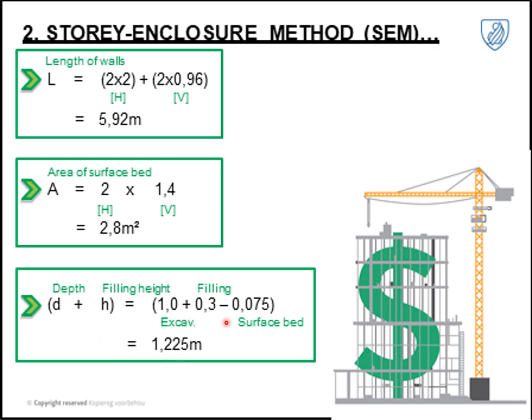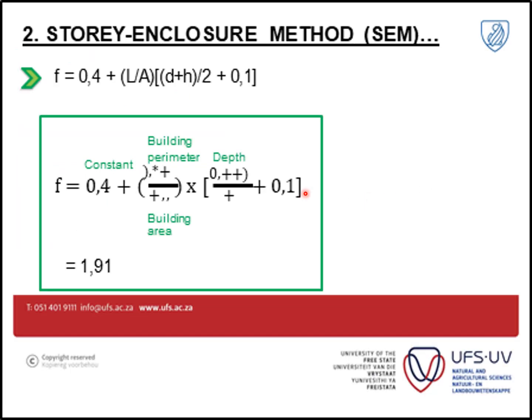So here, if you've got this filling calculated, you continue to just populate your formula to get to your factor. So it's a 0.4 plus the previous building area and the depth plus a 0.5, so you get a factor of 1.91. So you can see, because this is quite a small building, the surface bed factor has a big influence on the cost of your building.